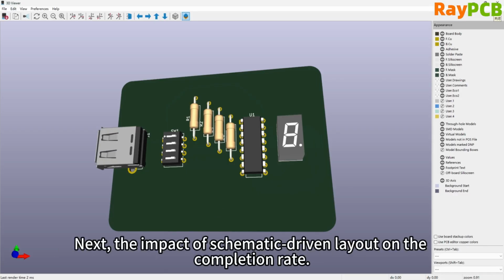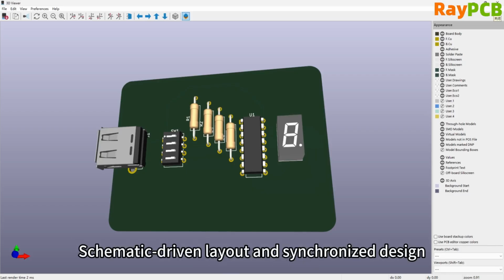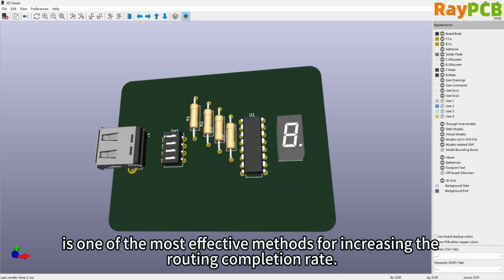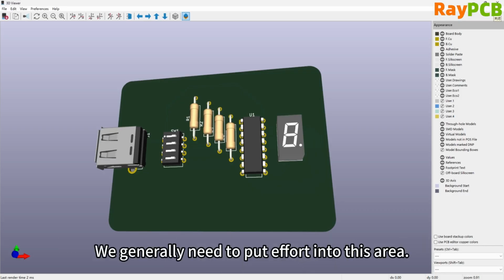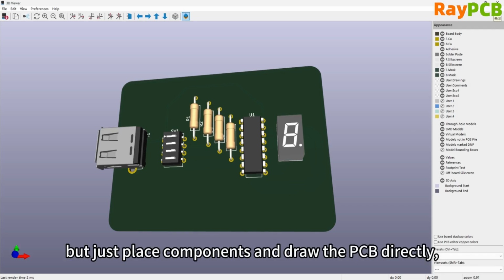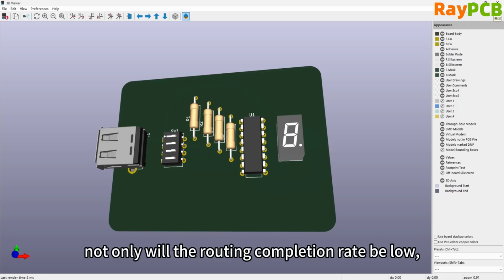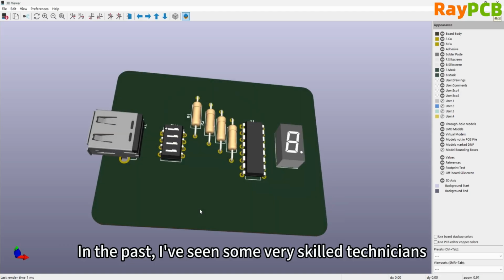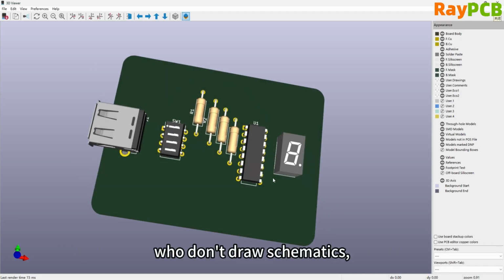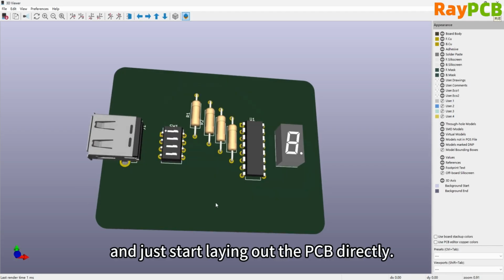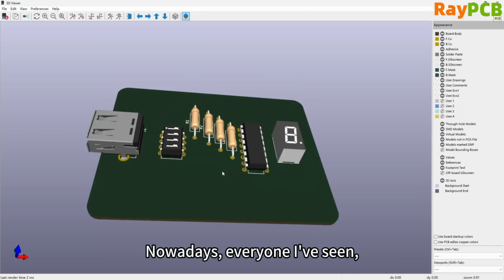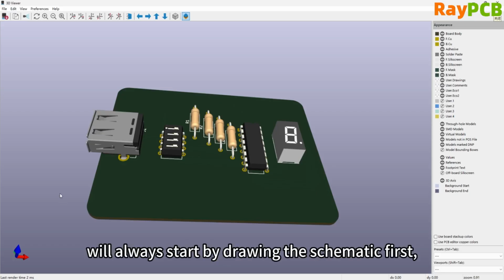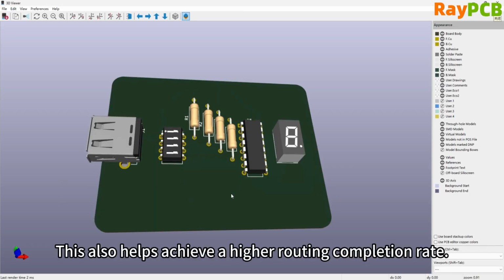As for the impact of network routing on yield rate, network routing and synchronous design are among the most effective ways to improve yield. We generally need to put effort into this area. If you don't use network routing and just place components and draw the PCB directly, not only will the yield rate be lower, but it will also be more time consuming and labor intensive. This issue should be quite rare nowadays. In the past I saw some really skilled technicians who would skip drawing the schematic and start routing directly on the PCB. But now, from what I've seen, everyone, including those of us who are just learning, starts with the schematic, drawing the schematic first and then routing the PCB. This also helps to achieve a higher yield rate.